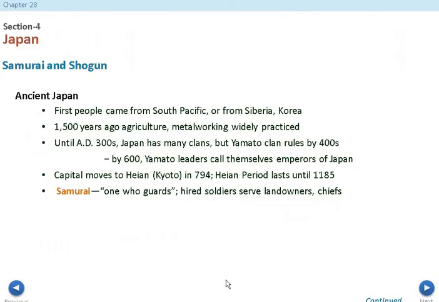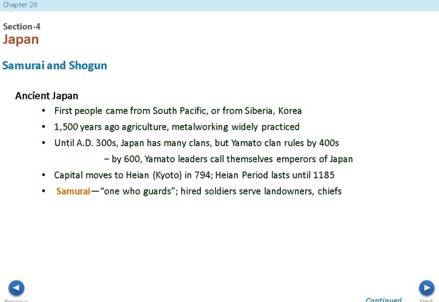Okay, so what we're looking at is the samurai and the shogun and how the history of Japan had developed. What we see is that the first people of Japan are going to come from the South Pacific or from Siberia to Korea and then over to Japan. About 1500 years ago, agriculture and metalworking are going to be widely practiced.